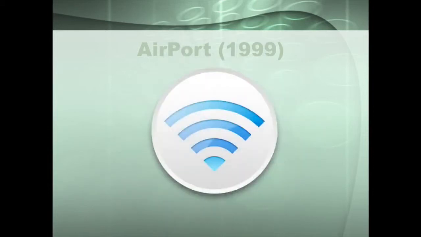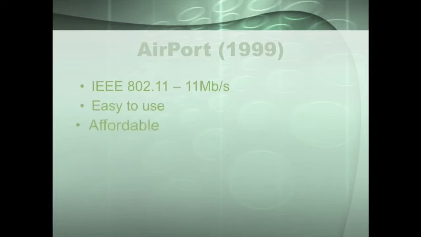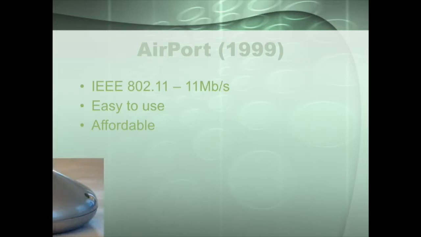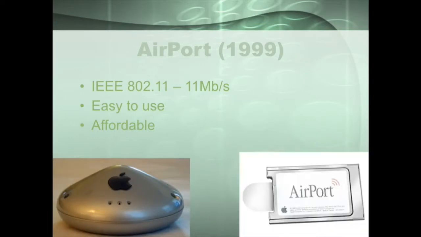Now this is Airport. Airport is Apple's wireless networking name. And again, look at the pictures. That's the Wi-Fi logo. Boom. It's built off the IEEE 802.11 standard, 11 megabits per second. Easy to use, and it was affordable. Remember, back in 1999, all this Wi-Fi stuff was new, and it cost a fortune. That's the original Airport base station with the Airport card that went into the computers.